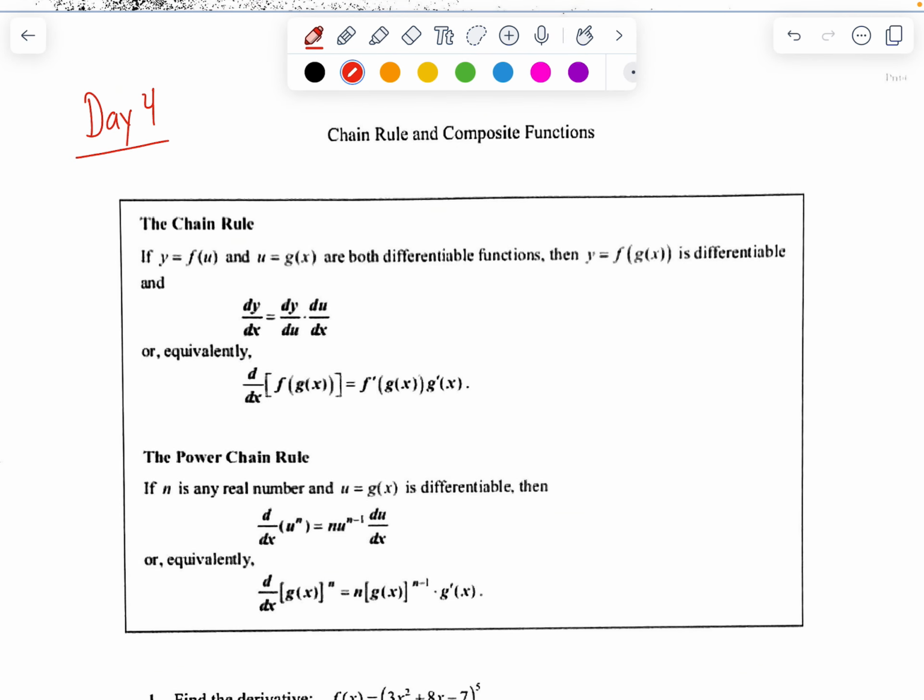Hey guys, here's day 4 notes, the chain rule and composite functions.